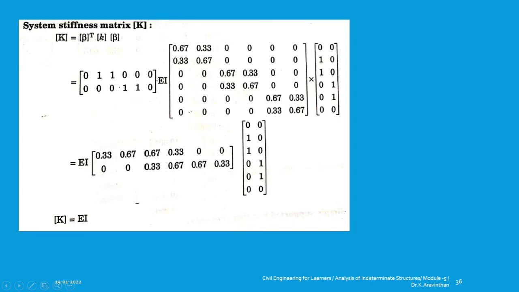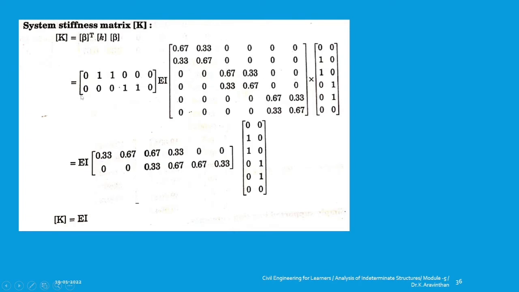Now first row into second column, you will be getting 1 into 0.67 as 0.67. Now first row into third column will be 1 into 0.67 is 0.67, and first row into fourth column will be 1 into 0.33 as 0.33. So the rest of the components, if you multiply, you will be getting 0 values.